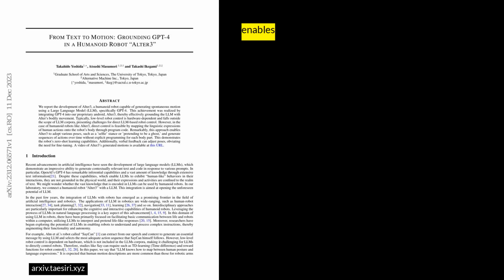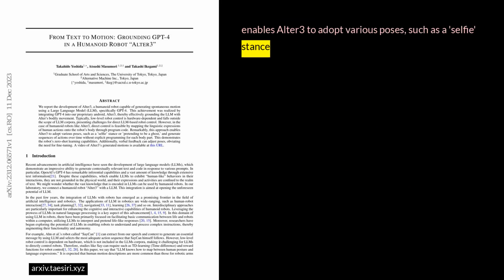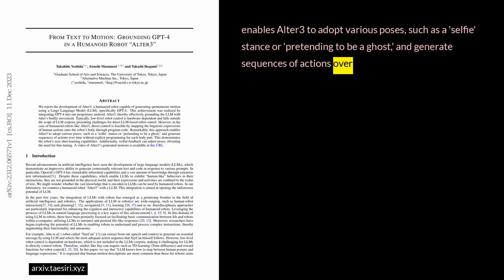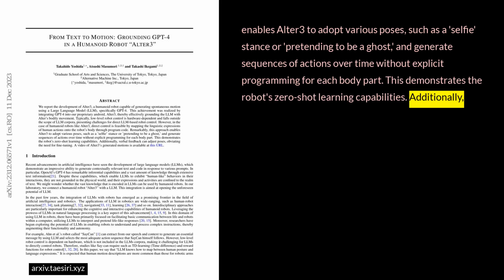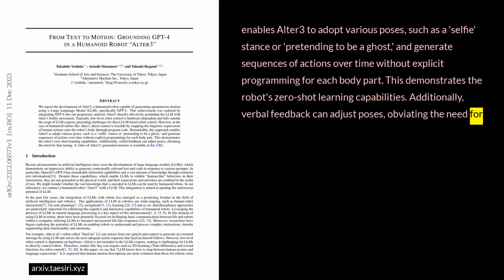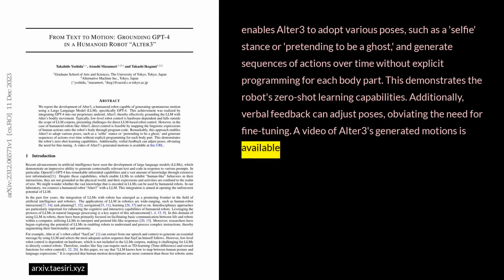Remarkably, this approach enables Alter 3 to adopt various poses, such as a selfie stance or pretending to be a ghost, and generate sequences of actions over time without explicit programming for each body part. This demonstrates the robot's zero-shot learning capabilities. Additionally, verbal feedback can adjust poses, obviating the need for fine-tuning. A video of Alter 3's generated motions is available at the project's website.